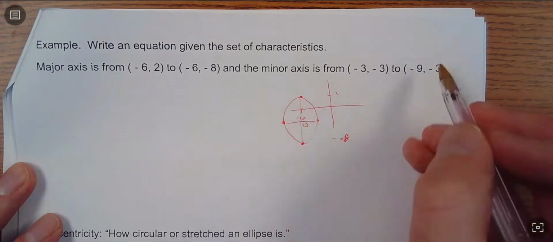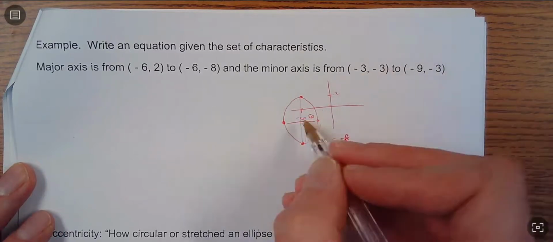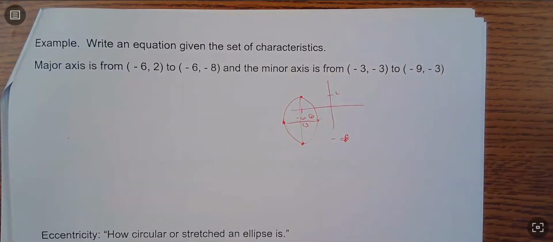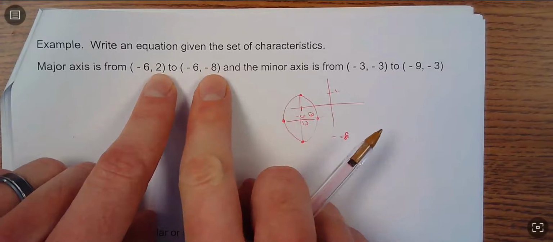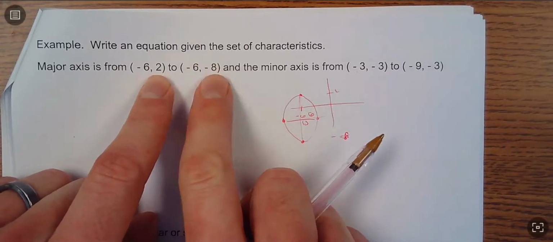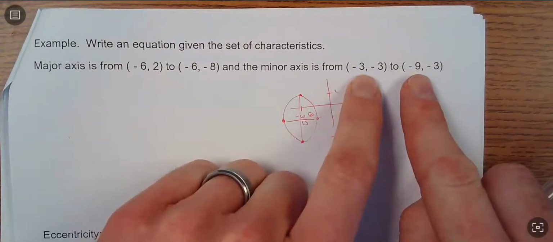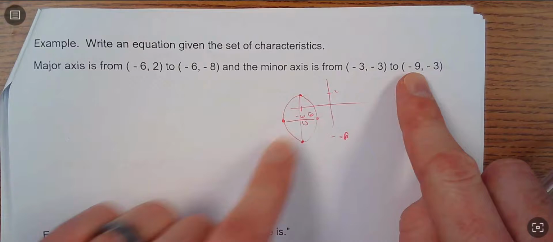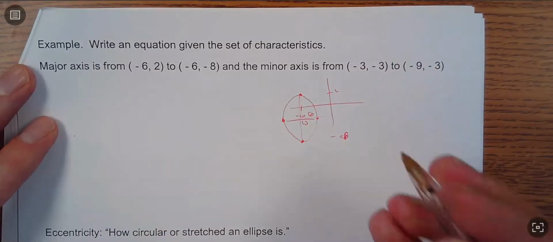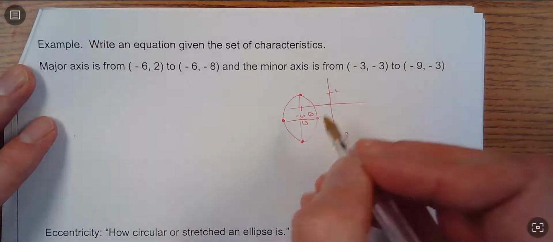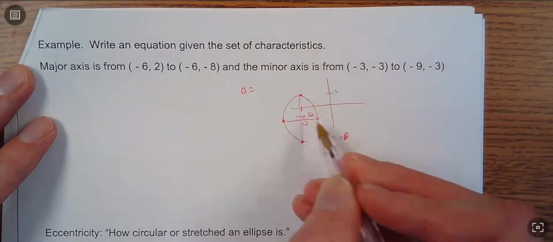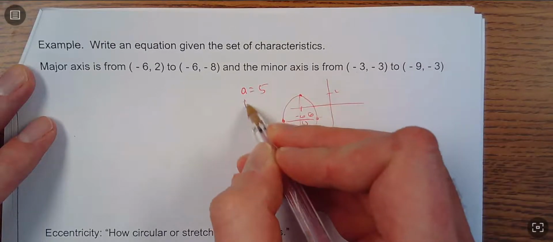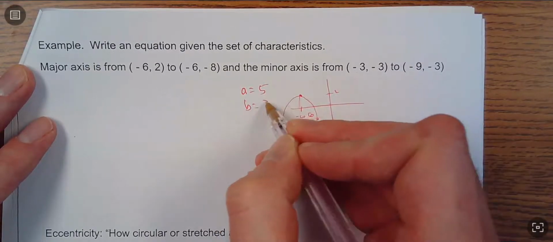And then it is 6 wide. So 10 tall, 6 wide. And I'm doing that just by looking at these numbers. From 2 to negative 8 is 10, that's 10 this way. From negative 3 to negative 9 is 6, so it's 6 this way. So that tells me that the A is half of that, 5, and the B is half of 6, which is 3.